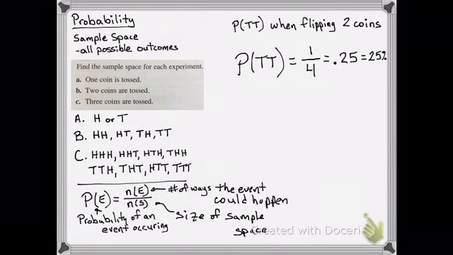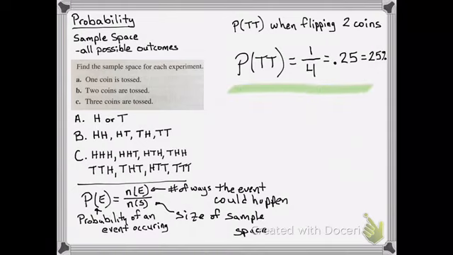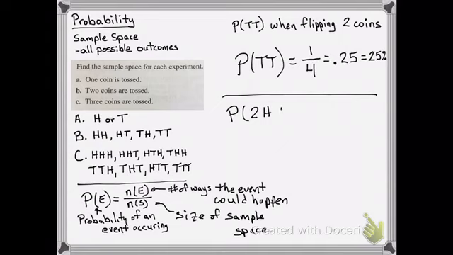Just to look at one more quick example, instead of flipping 2 coins, let's say we want the probability of getting 2 heads and 1 tails when flipping 3 coins. So in this case, it doesn't matter which coin has the tails and which coins have the heads. It's just asking us to find the probability of getting 2 heads and 1 tail.